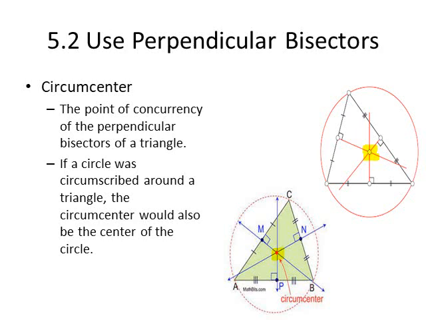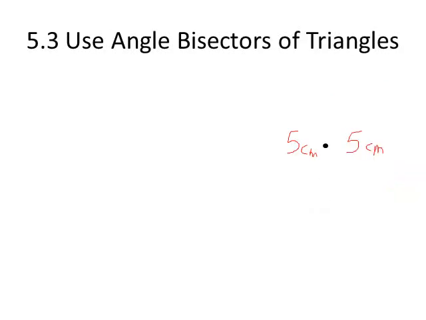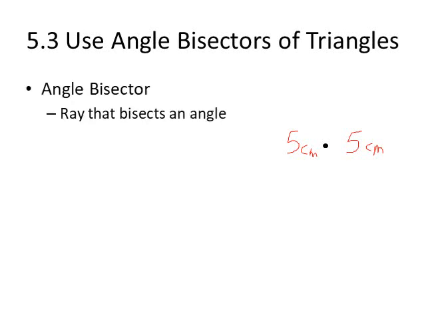Okay, don't forget that. Mister, what next? Oh wow, angle bisector of a triangle. From its name, angle bisector, it means a line that bisects an angle. So, an angle bisector is a ray which bisects an angle.